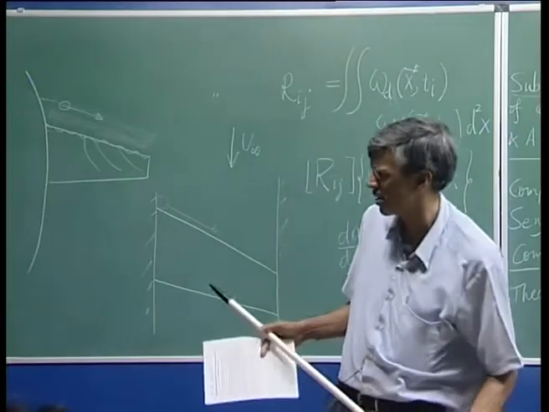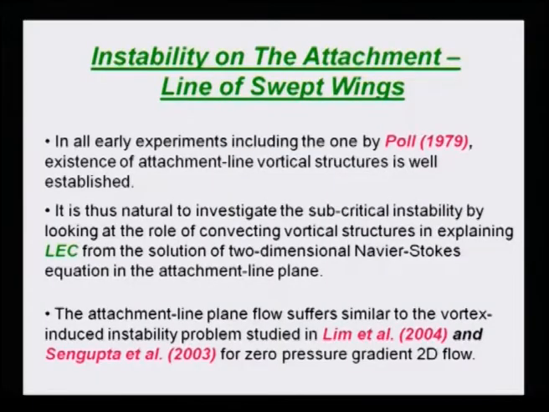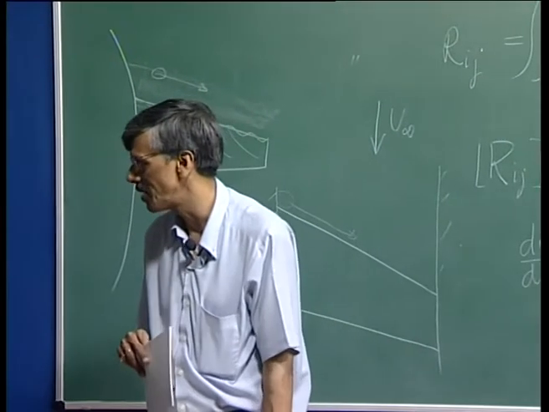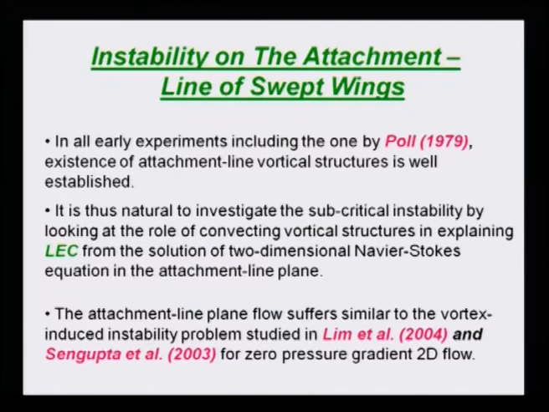So, he did those experiments, and that is why we are going to study it as a subcritical instability by looking at the role of convecting vortical structure in explaining leading edge contamination, from the solution of the two-dimensional Navier-Stokes equation in the attachment line plane. The attachment line plane will suffer similar to the vortex induced instability problem. So, we have stated it time and again.